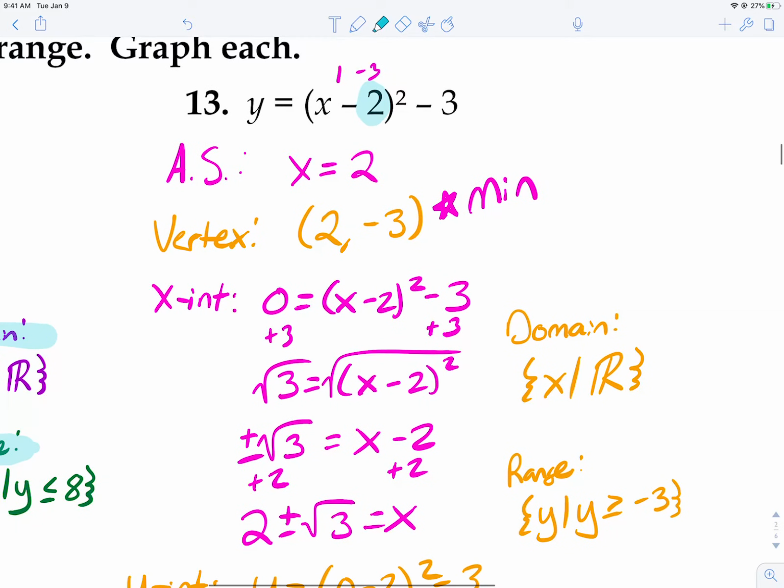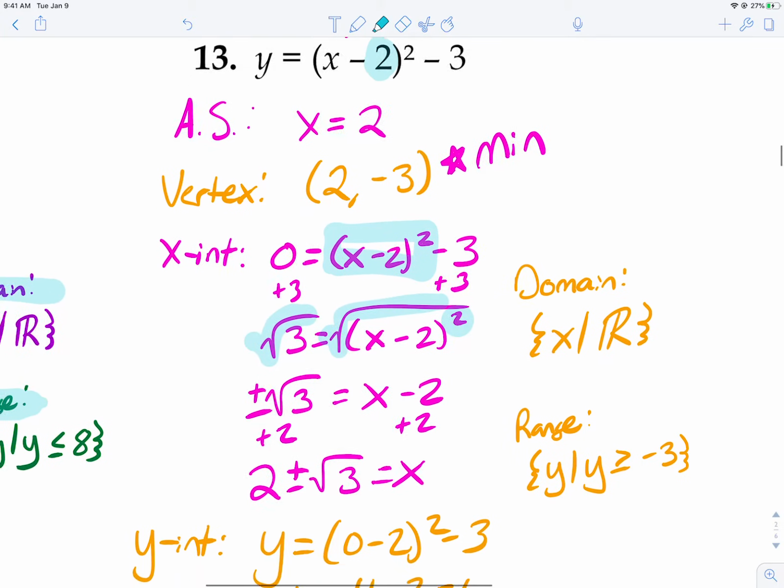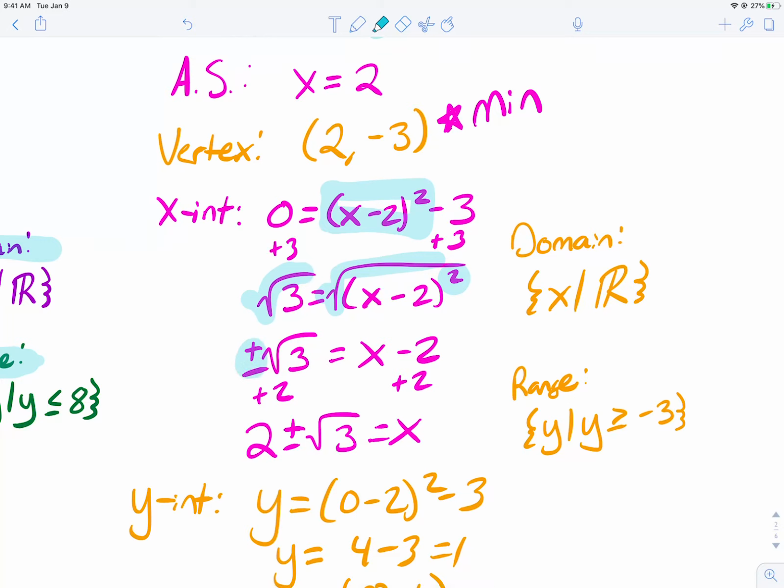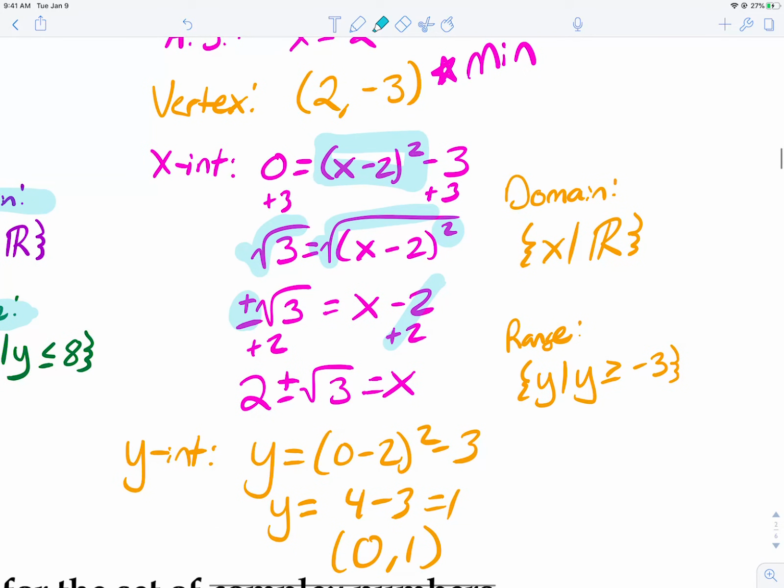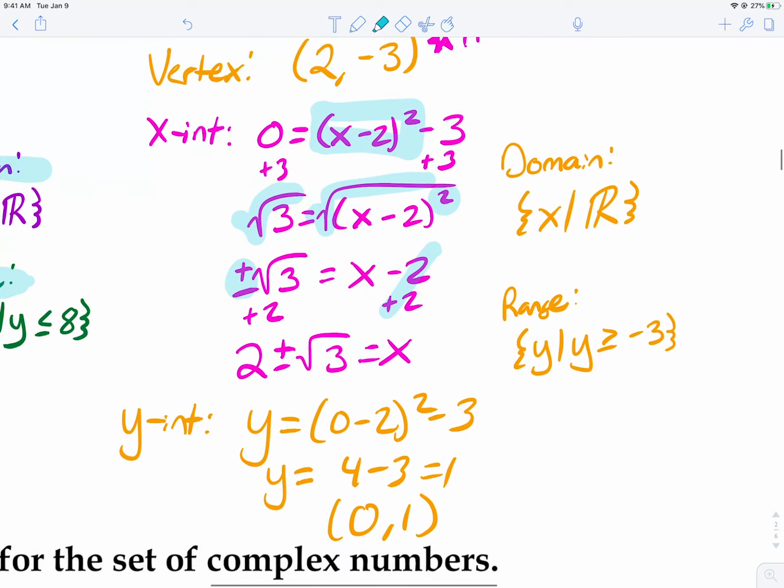For the x-intercepts, I made y equals 0, and then I just solved it. First of all, to get the squared by itself, I added 3 to both sides. And then to undo a square, I square rooted both sides. Remember, it's the plus or minus version. So adding 2 to get x by itself, so these are gone. x equals 2 plus or minus the square root of 3.